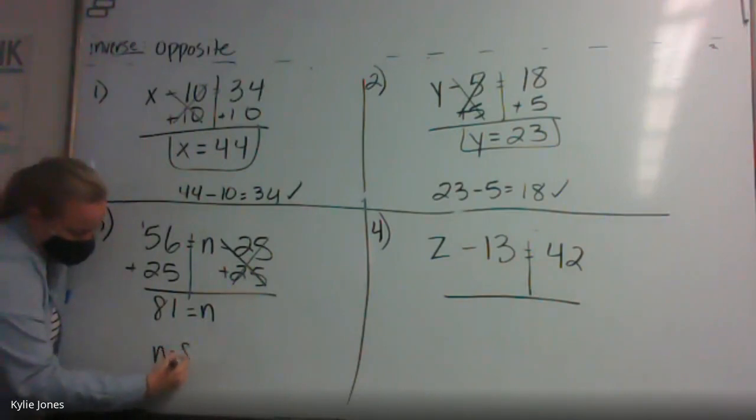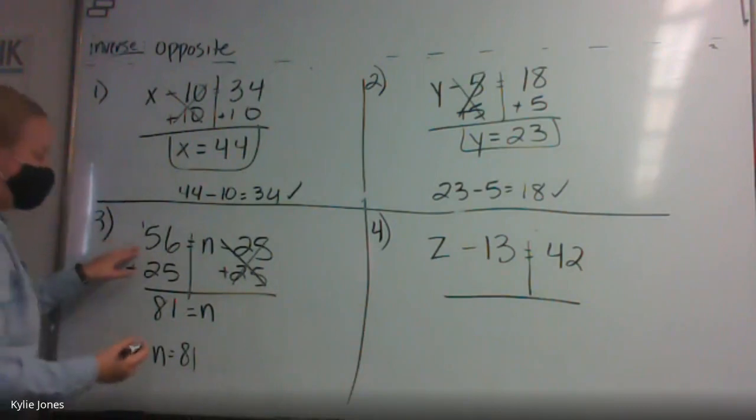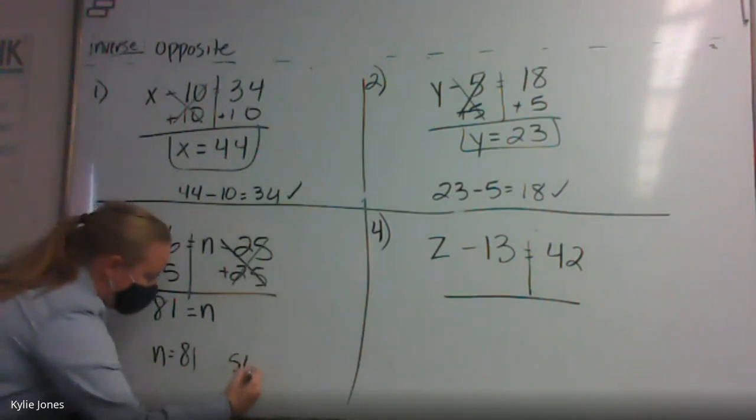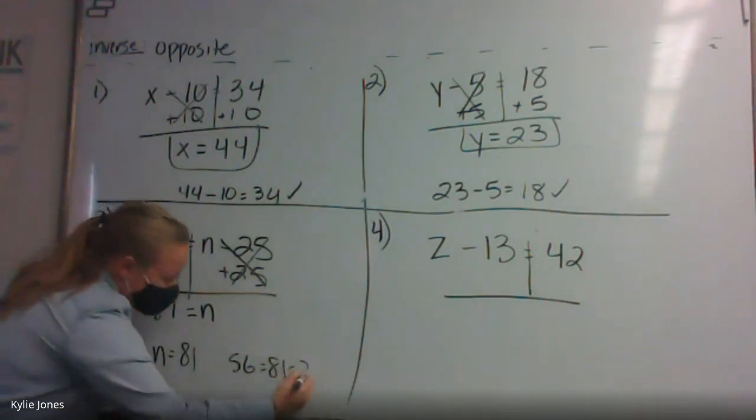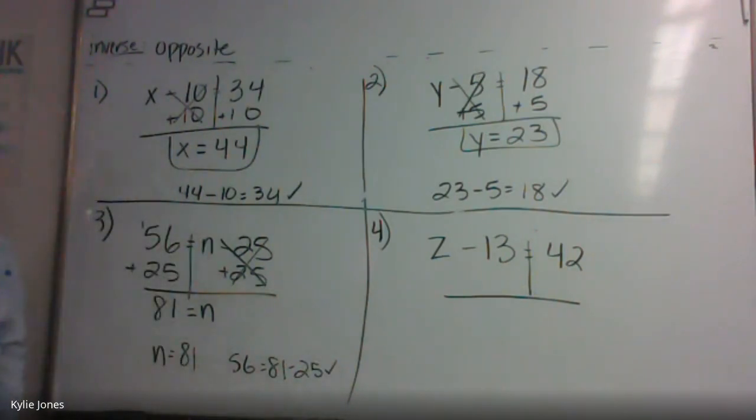Good. N equals 81. You can just flip it and it's still correct. You can also check your answer by saying 56 equals 81 minus 25. And that does work. Okay.